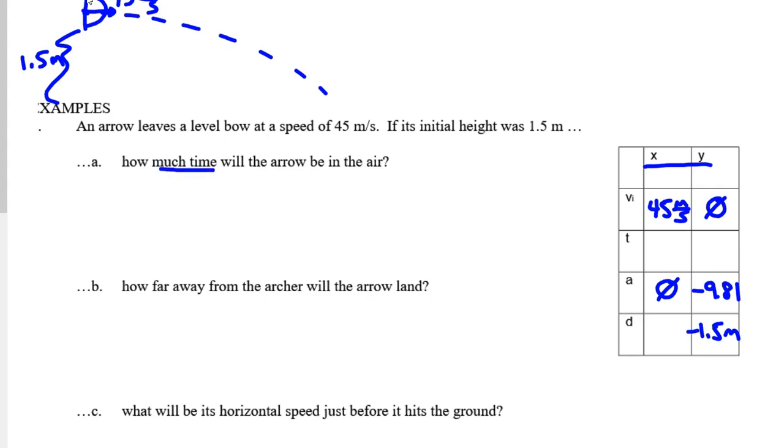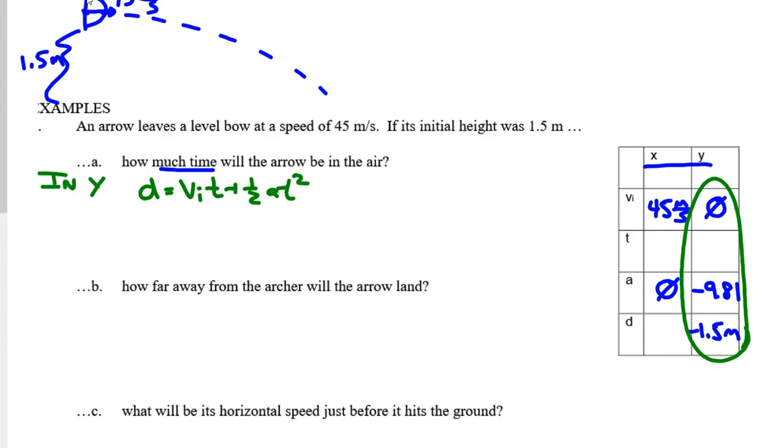Okay, so if I go to my chart over here, what I will notice is that I have three pieces of information in that vertical direction. So I want to use the vertical to find that time. If you notice, we have Vi, a, and d, and we want t. That's going to get us down to equation 4, d equals Vi t plus 1/2 a t squared. And just to remind ourselves, we're working right now in the vertical direction, in the y direction. Our initial velocity is 0, so we have d equals 1/2 a t squared.